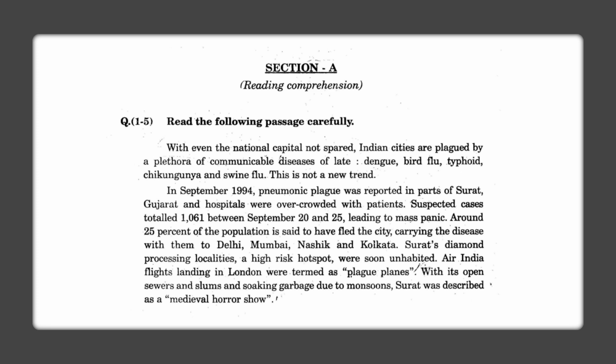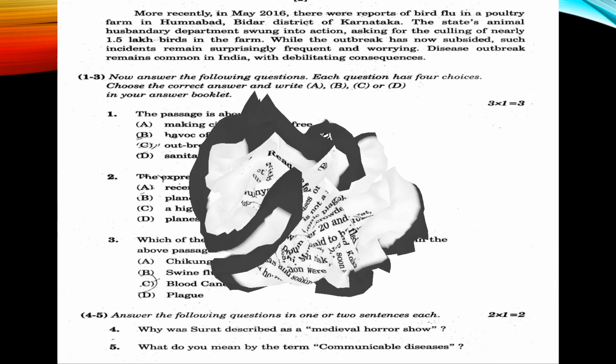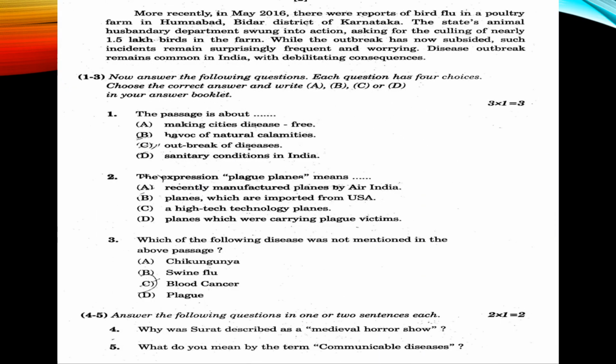Students, please go through this passage. This is an unseen passage. This is not from your textbook. Students, continue reading this unseen passage. After finishing this unseen passage, look here. Here are 5 questions. These 5 questions are again divided into 3 multiple choice questions and 2 short answer questions.